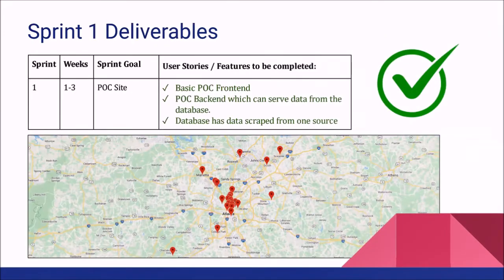For our first sprint, we really wanted to get the fundamentals of our three different systems built in a proof of concept stage that we could extend upon later. To this end, we wanted to build a basic proof of concept front end, a basic proof of concept back end that can serve data from our database to that front end, and finally have a database set up and populated with data that was scraped by one of the web crawlers that is currently reading from one source. We were able to accomplish all three of these goals for this sprint.